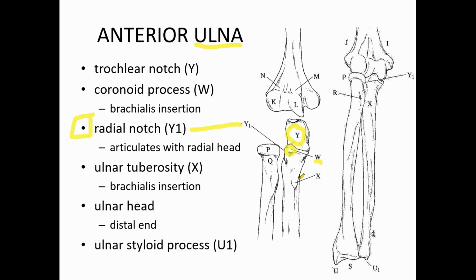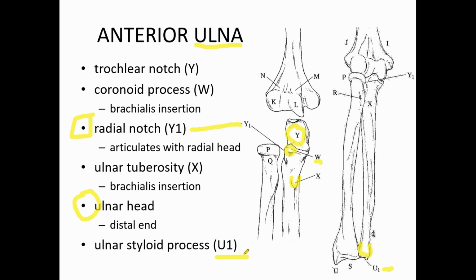And then we have an ulnar tuberosity, which is a bigger bump. Oh, question? Oh no, someone just logged in. That's good. The ulnar tuberosity and the brachialis also inserts there. So brachialis is a pretty large insertion. And then, as we learned, the head of the ulna is actually the distal end. And the styloid process of the ulna is the part that looks like a pen or a pencil or something.